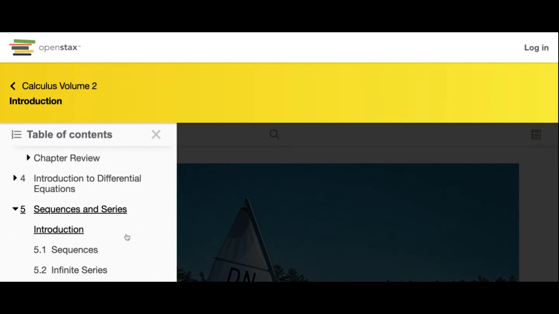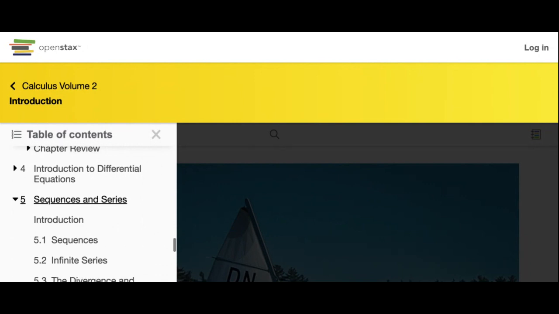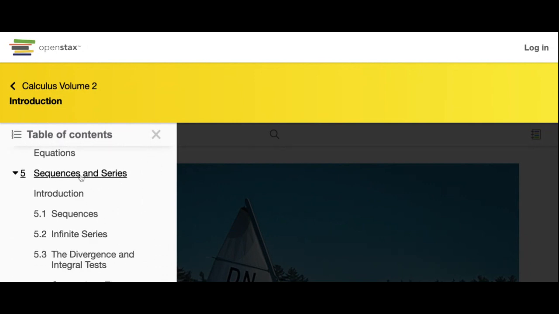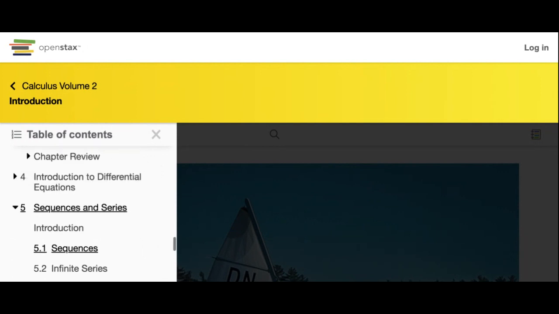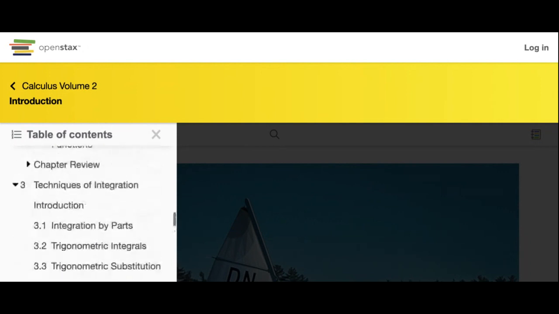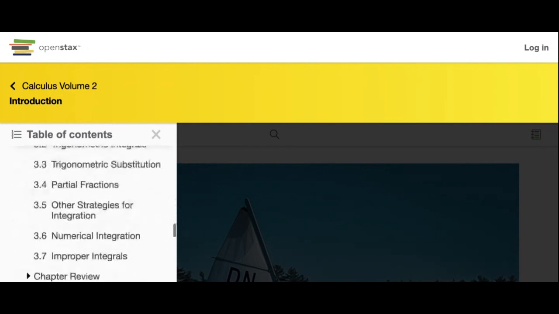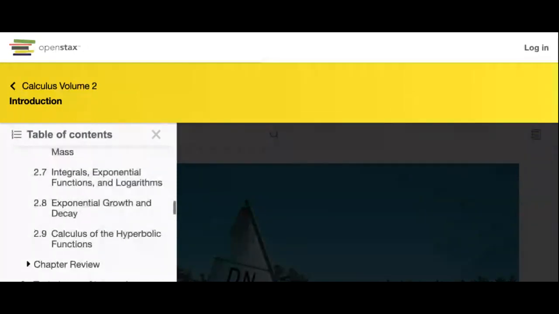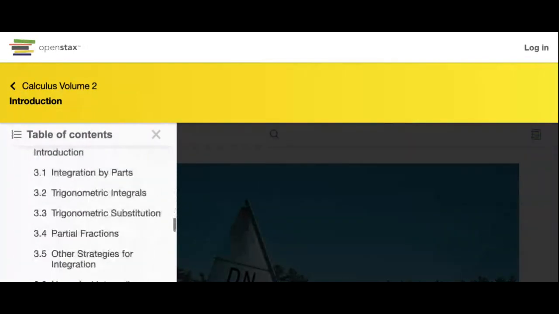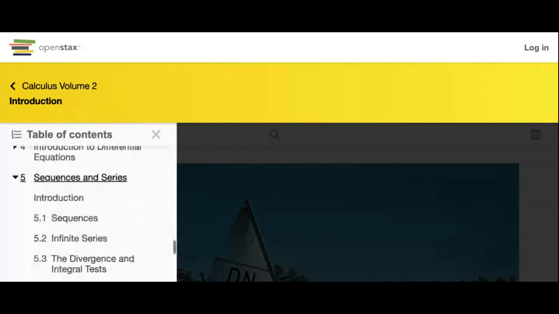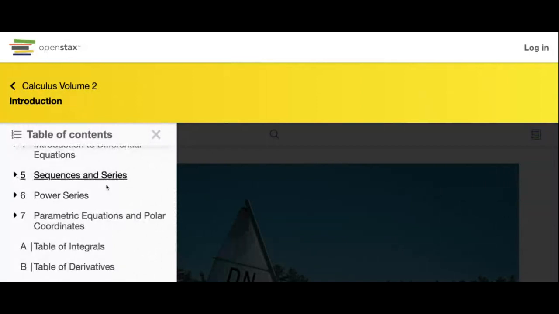Chapter 5, I won't put chapter 5 in the midterm, all right? So we only have 2 exams, midterm and final. So the midterm is the first 3 chapters, so chapter 1, chapter 2, chapter 3. And the final will be 5, 6, 7. Okay, 5, 6, 7.